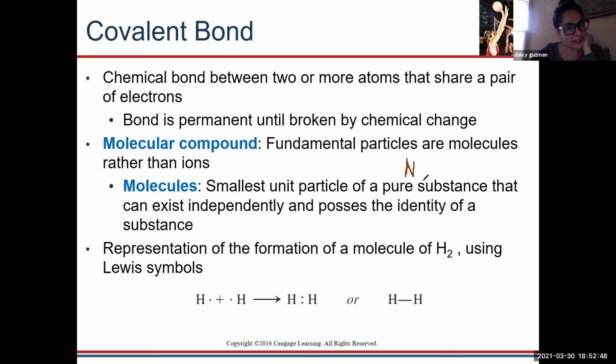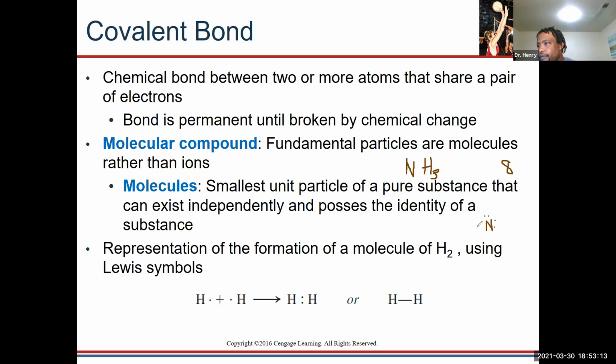Actually, I'll do this one. These are the ones. Okay, here we go. There's 1, 2, 3, 4, 5. So we have 8 electrons to work with. Nitrogen has 5, and you need 3 of the hydrogens. Okay, so I need 3 hydrogens.